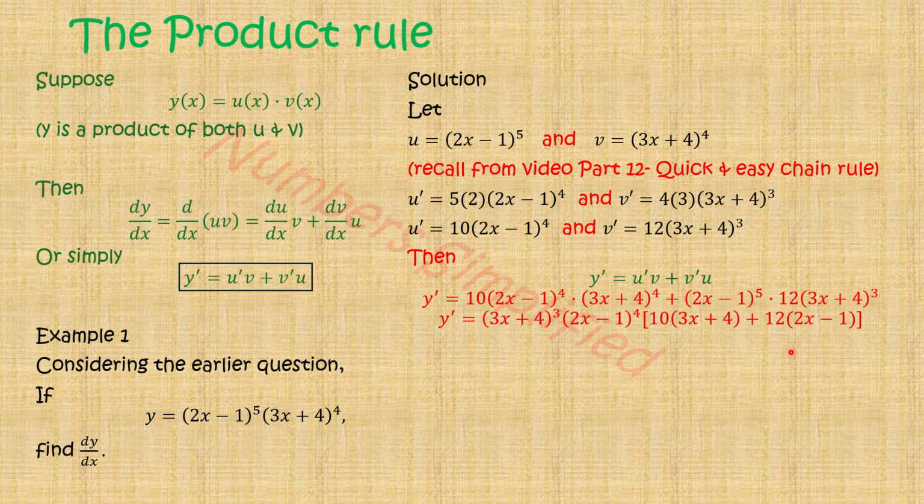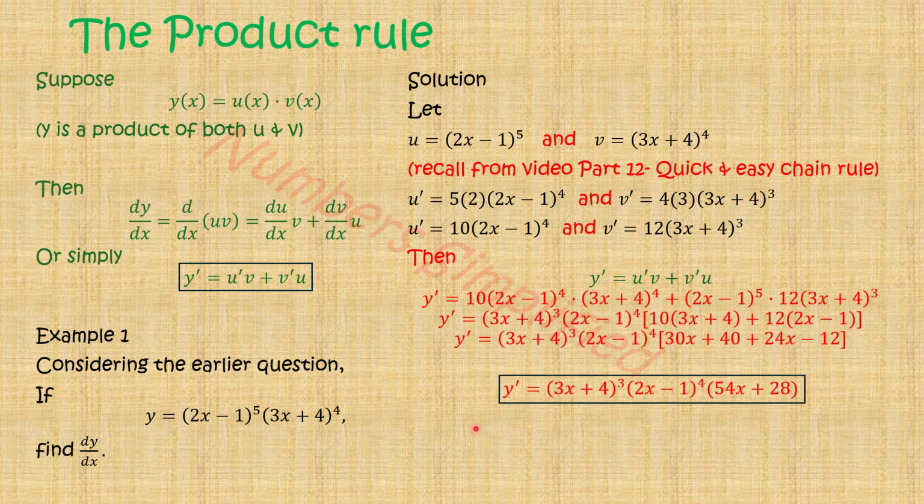Then we can also simplify further, so that we expand the brackets inside the square brackets so that we get that, and simplifying further, grouping the like terms, our final answer becomes y prime is equal to (3x plus 4) raised to the power 3 times (2x minus 1) raised to the power 4 times (54x plus 28). And that would be our final answer.